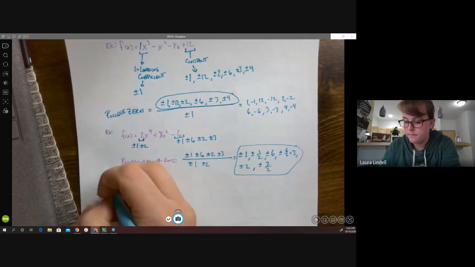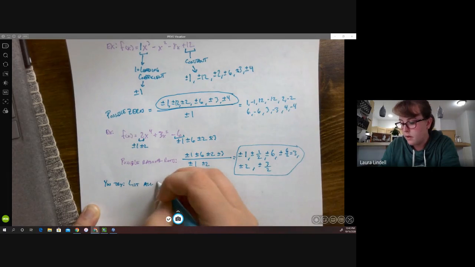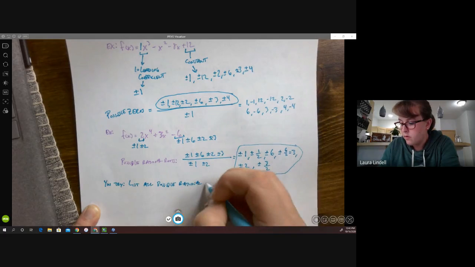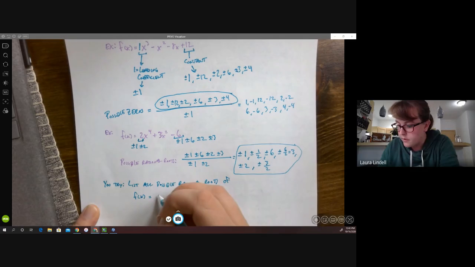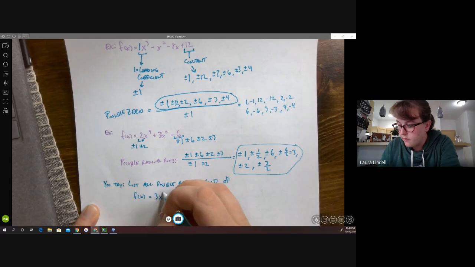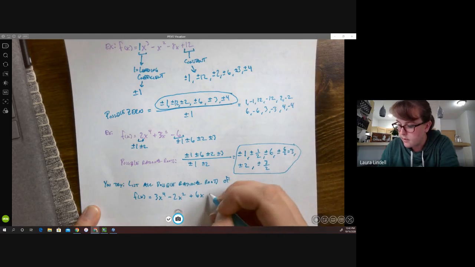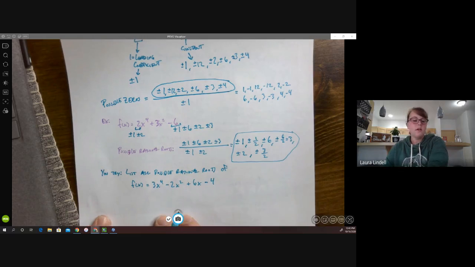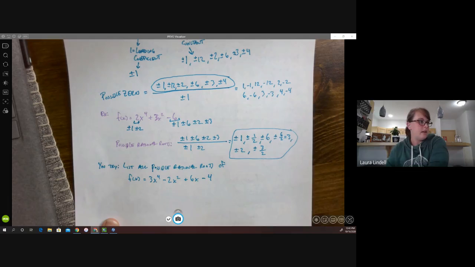Okay. So let's have you guys try one. List all possible rational roots of f of x equals 3x to the 4th minus 2x squared plus 6x minus 4. Once you think you have your list compiled of all possible rational roots, type Friday in the chat.